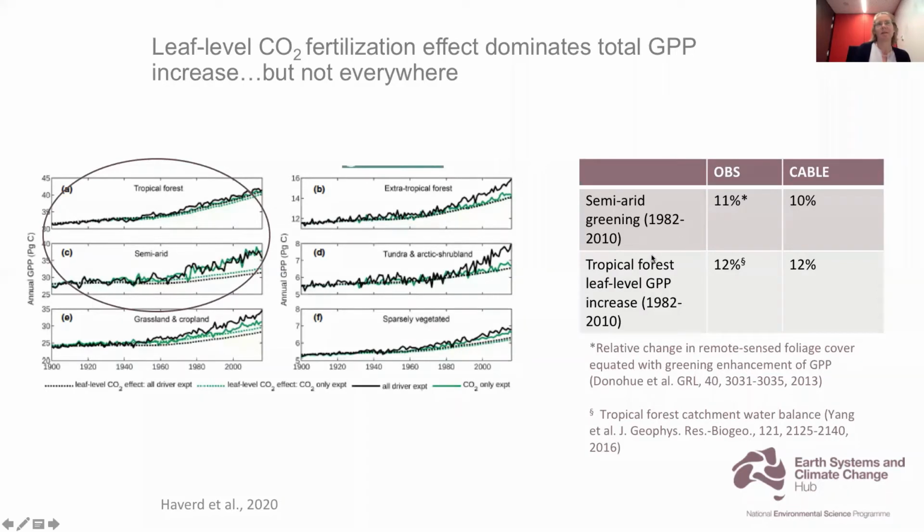Interestingly, there are other studies that support these numbers. So for the semi-arid greening in recent decades, there are observation-based estimates using remote sensing foliage cover that indicate an 11% greening over that period, and our simulations simulate 10%, so they're in very good agreement. And in contrast, in tropical forests, where you have almost no greening, there's a 12% increase in the leaf level component, and that's replicated in our modelling.